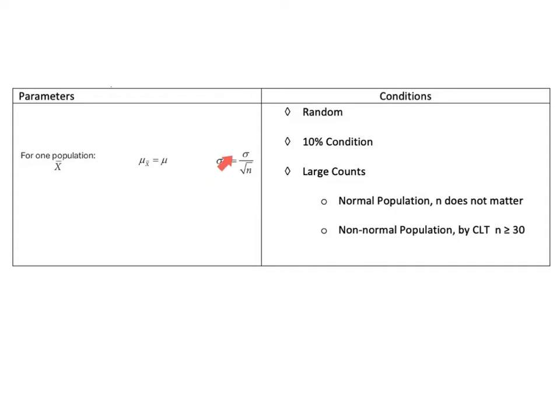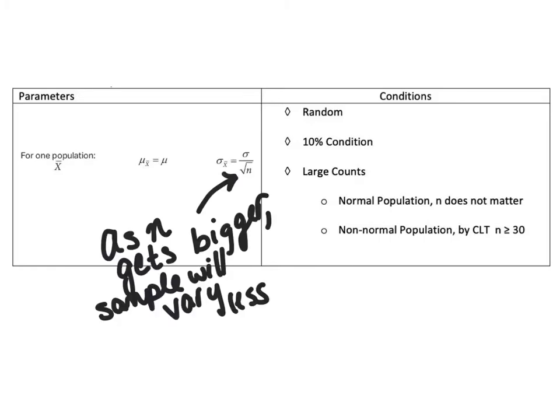Now, to find the standard deviation of our sampling distribution, we take our population standard deviation and divide it by the square root of n. And hopefully you can see just algebraically that as n gets bigger, our standard deviation gets smaller. So as n increases, our sample size, the variation will decrease.